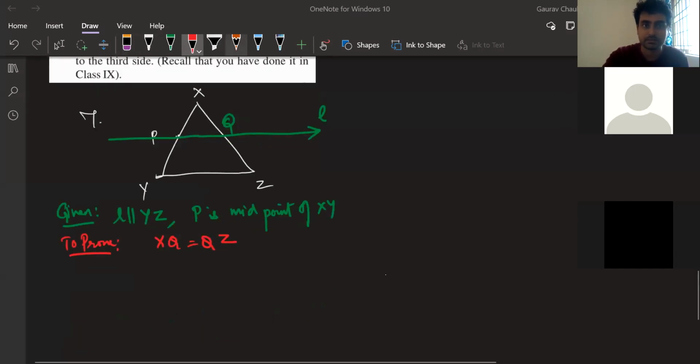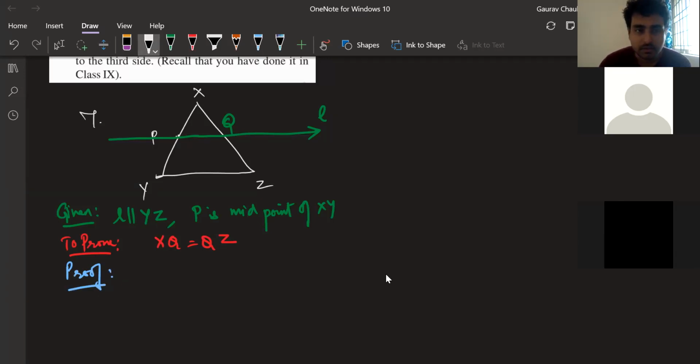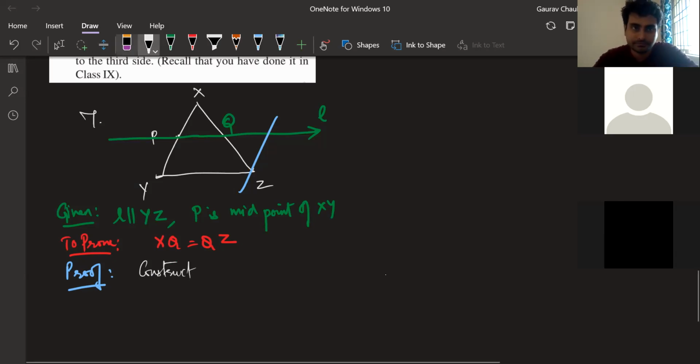Okay, let's get started. So here we go to the proof. Tell me, Riza, what is the proof? How do we do it? Now we have to construct, sir. We'll draw a line parallel to XY from Z. Yes, like this. And we'll name the other point as some other variable, sir. This point, you're saying? Yes, sir.